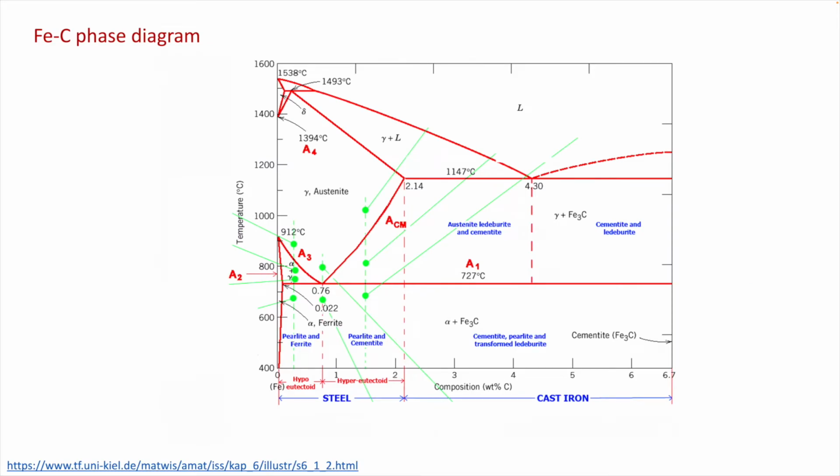Let's come back to the iron-carbon phase diagram and look at a few more compositions. In the first case, the composition lies on the left-hand side of the eutectic composition, so there's relatively less carbon.